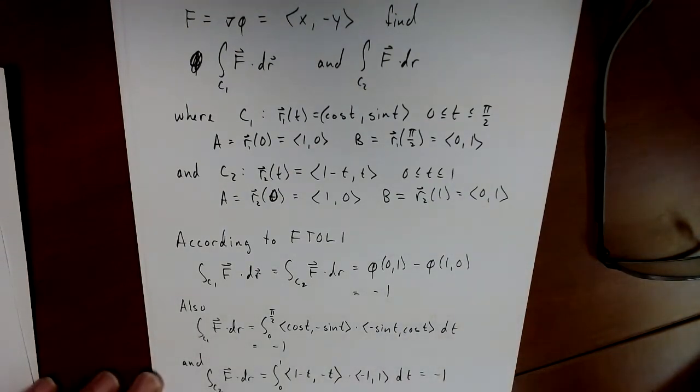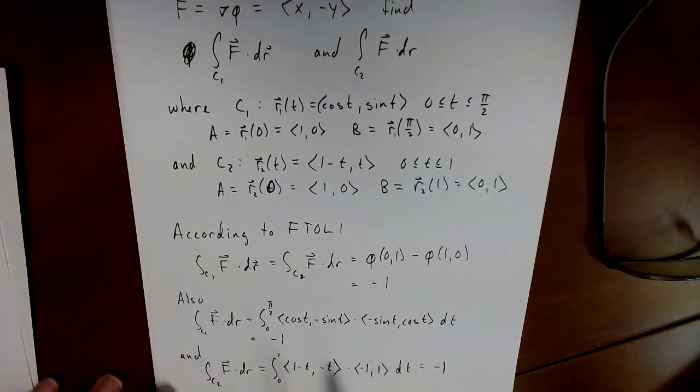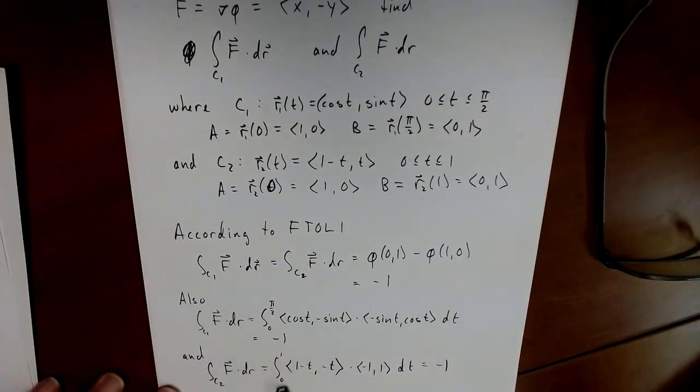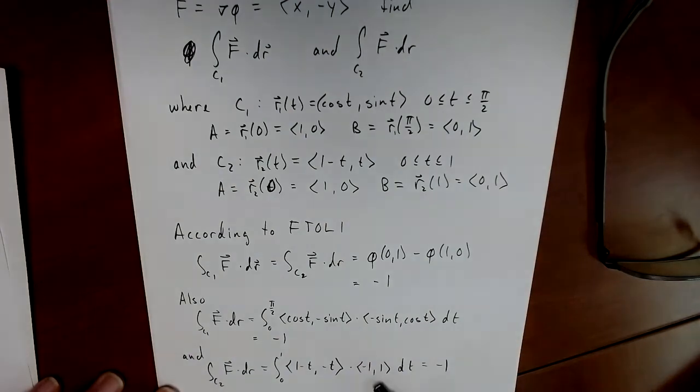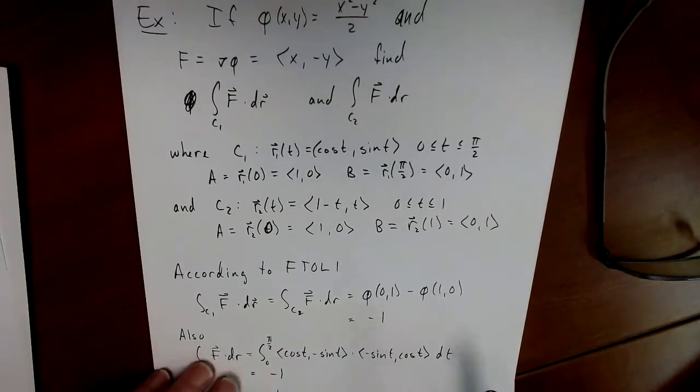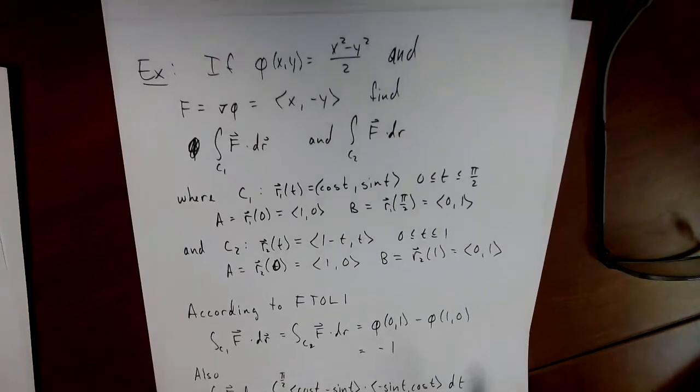And finally, if we did it for C2, then over C2, t goes from 0 to 1. F with r of t plugged in is (1 minus t, negative t). R prime is (negative 1, 1). And when we do that dot product and do that integral, we get negative 1 again. So just verifying what we're talking about here.